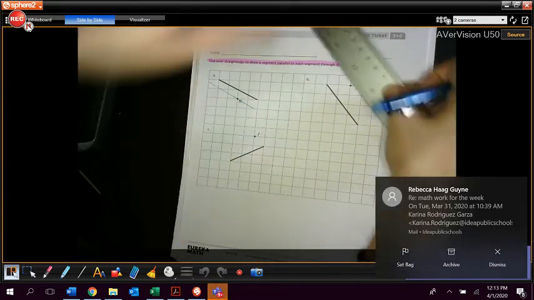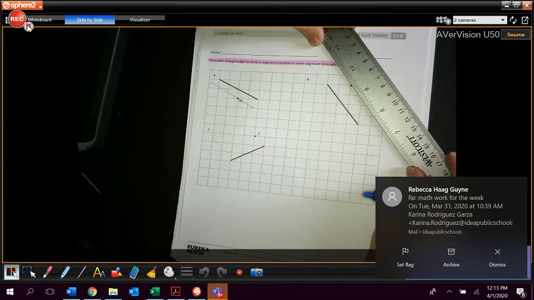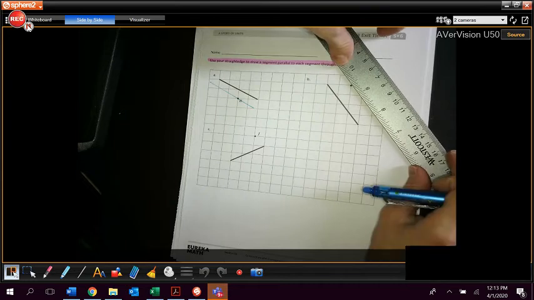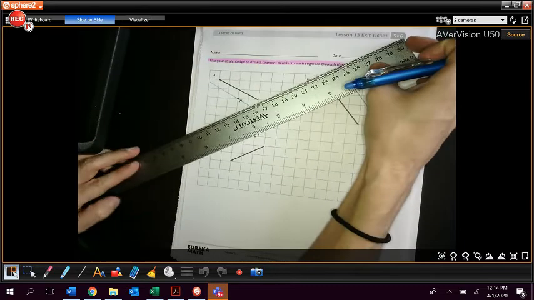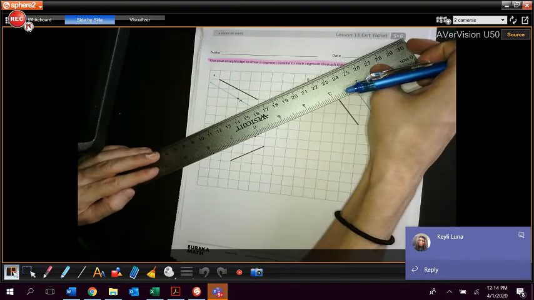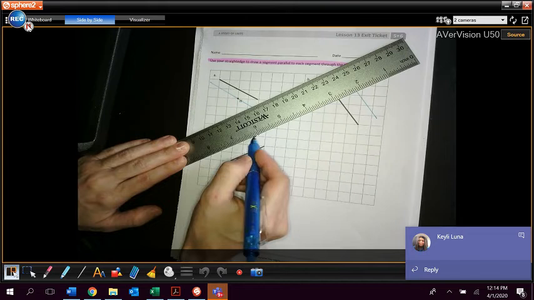For letter B, I am using I. And it was supposed to look something like this. And then we have J. This segment. And your exit ticket was supposed to look something like this. So this was our lesson for lesson 13.